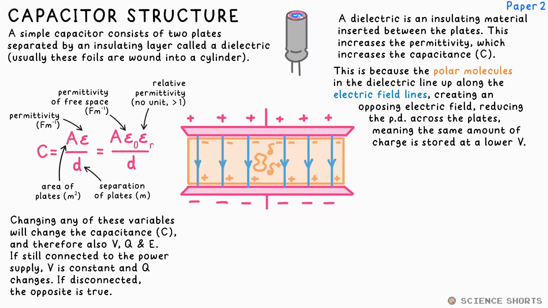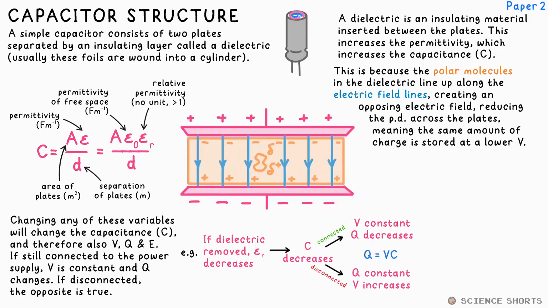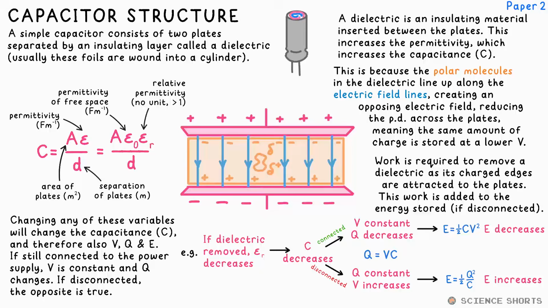If you change any aspect of a capacitor, A, d, or epsilon r, you can be asked what the knock-on effects are for V, C, Q, or energy. First, you need to know if the capacitor is still connected to the battery or not. If it is, V will stay constant and Q will change. If it's disconnected, Q is constant and V changes instead. It's a bit more complicated with energy as we have three equations to choose from. You choose one that has a constant in it, so if disconnected we choose E equals half Q squared over C.